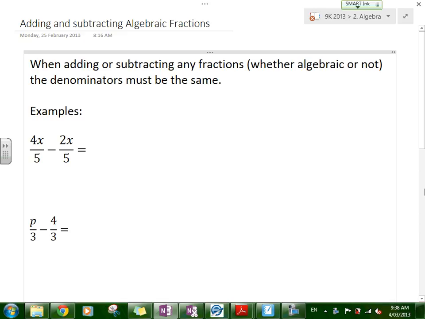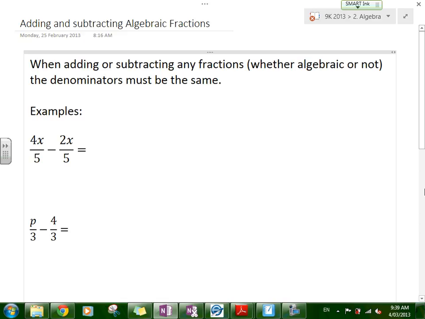So basically, when you add or subtract algebraic fractions, it's exactly the same as normal fractions. And the thing about normal fractions is you have to have the same denominator. Okay, the denominator has to be the same when you're adding or subtracting fractions. It's not the case when you have multiplication. We'll look at that tomorrow. But when you're adding and subtracting fractions, the denominator has to be the same for you to be able to combine them into one. Okay, and then the same rules apply for pronumerals, for variables.